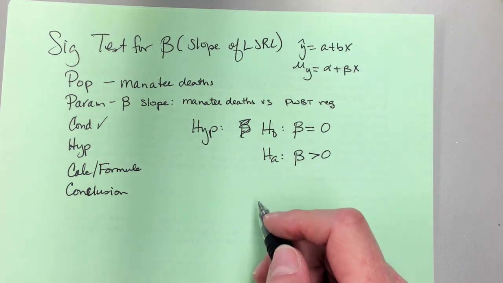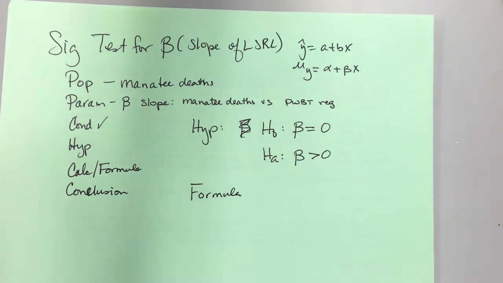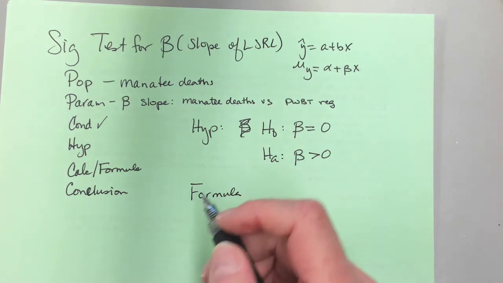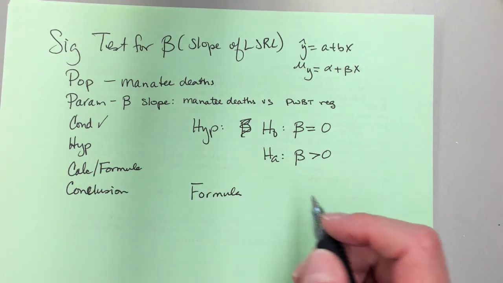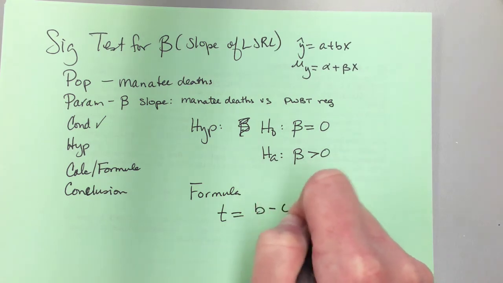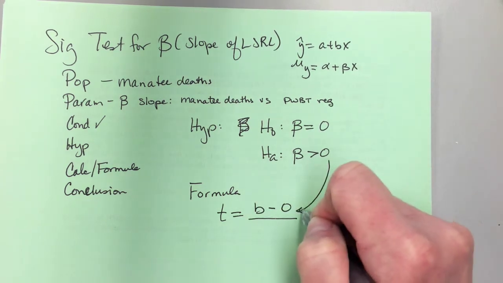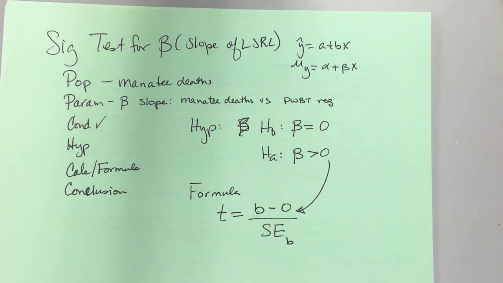So our formula is going to be introduced right now, and that's on page 3 of the notes that I had given you. It is a t-test. T equals b minus 0, because we're talking about 0 here, divided by the standard error of b. And I know you're like, what is that? You haven't told us about that. I know, I'm getting there.